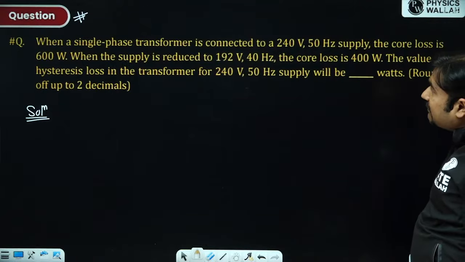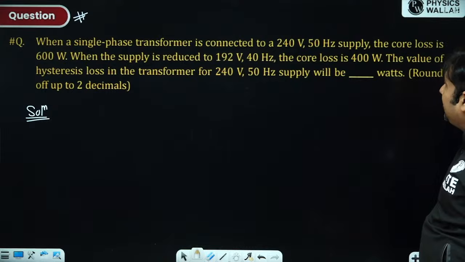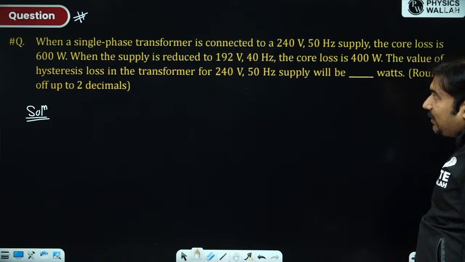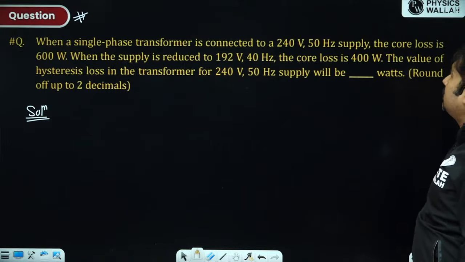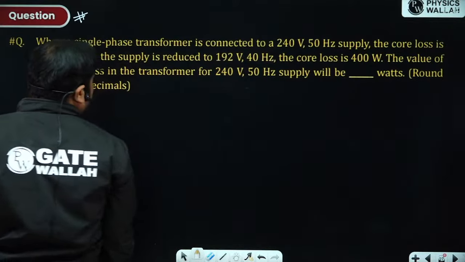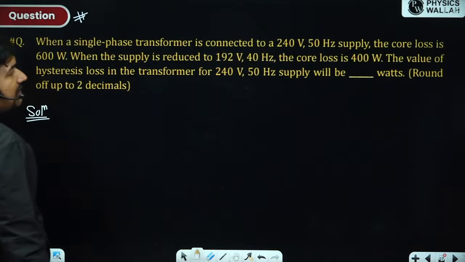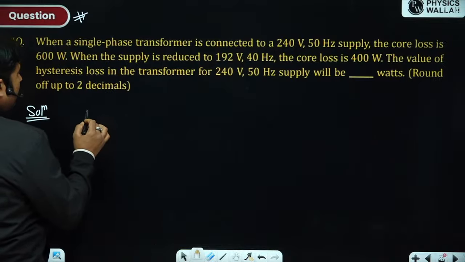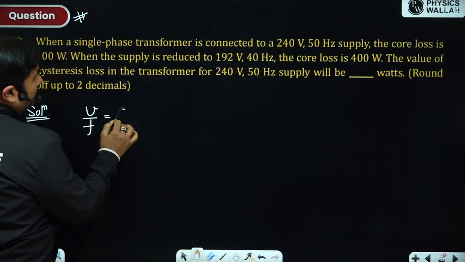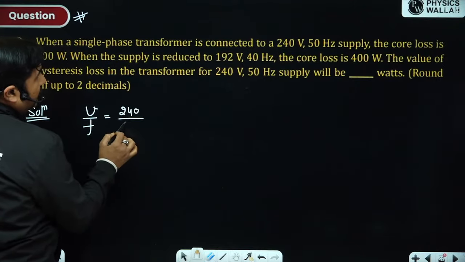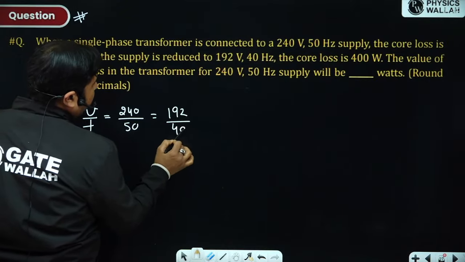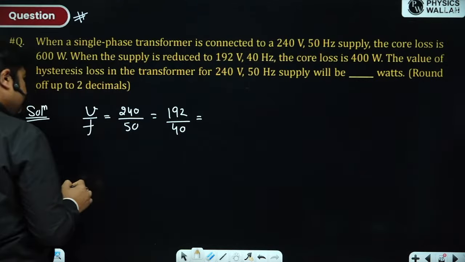When a single phase transformer is connected to a 240 volt 50 hertz supply, the core loss is 600 watt. When the supply is reduced to 192 volt 40 hertz, the core loss is 400 watt. The value of hysteresis loss in the transformer for the 240 volt 50 hertz supply will be dash watts, rounded off up to 2 decimal digits. First of all, we need to check the V by F ratio. For V by F ratio, we have 240 by 50, or you can write 192 by 40. Please observe whether the V by F ratio is the same or not.